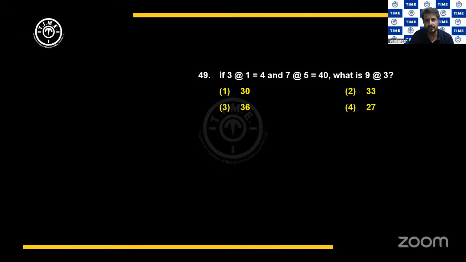Yeah. These are hidden formula questions. Recently, these models have become popular. From the 3 and 1, we have to check how we got the 4. From 7 and 5, how we got the 40, we have to check. From 9 and 3, how we got something we need to check. First, check with the 3 and 1. I'm giving some time to you to try and answer it.